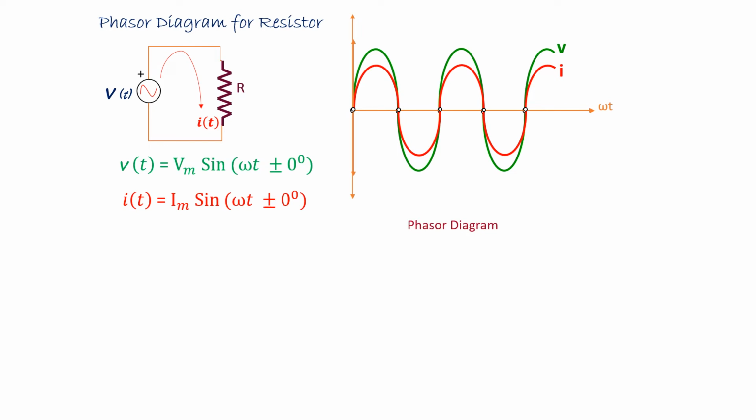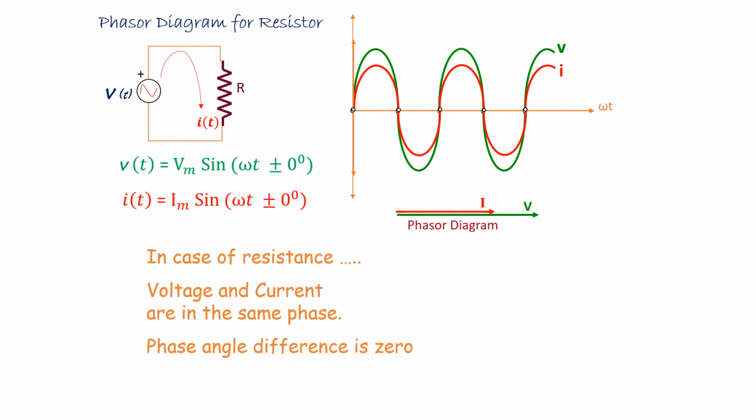Now let us draw the phasor diagram. Both voltage and current are in phase. So in the case of resistance, voltage and current are in the same phase. In other words, phase angle difference is 0. V and I shown in the phasor diagram are the RMS values. V by I will give you the resistance R in ohms.